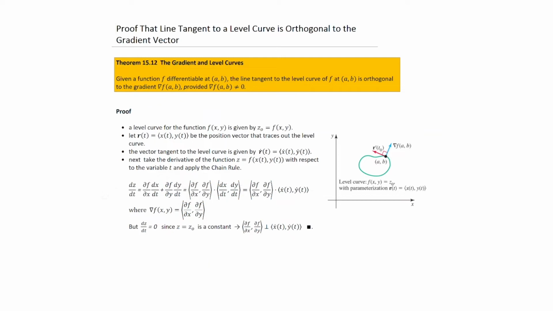However, z is a constant. Why? Because it's a level curve. We said z0 is f(x, y). So dz/dt of a constant is 0. All right? So if that's 0, that means the dot product of these two is equal to 0, which means the gradient vector is perpendicular to the tangent vector. Okay? And the tangent vector basically is aligned with the level curve. So effectively, that's the proof right there.